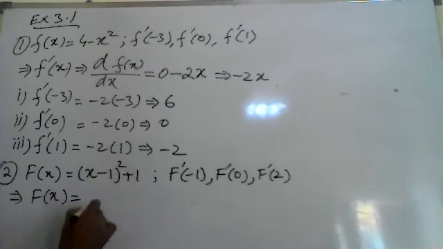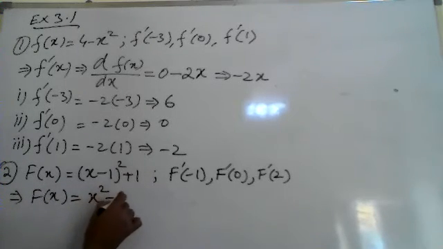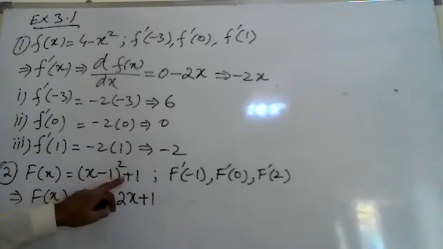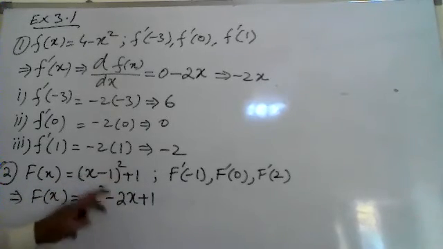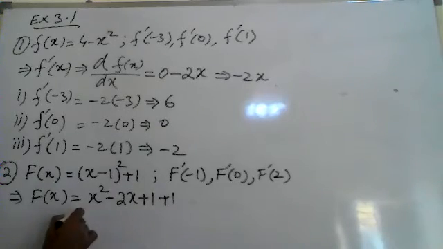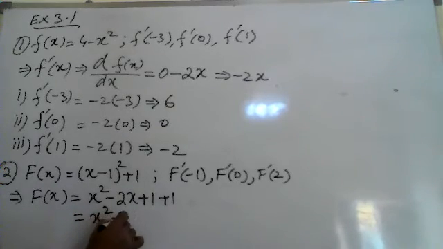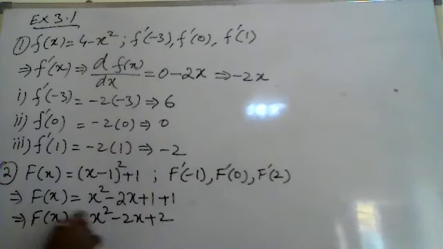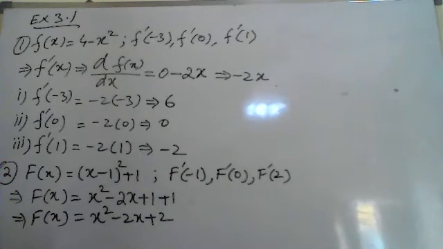(x minus 1) whole square will be x square minus 2x plus 1. (a minus b) whole square will be a square minus 2ab plus b square, and plus 1. It will become x square minus 2x plus 2. This is f of x. We didn't do the integration or differentiation. We just open it and simplify.